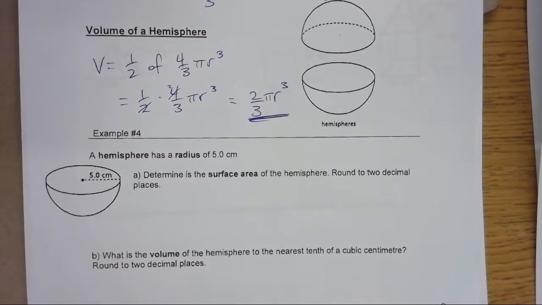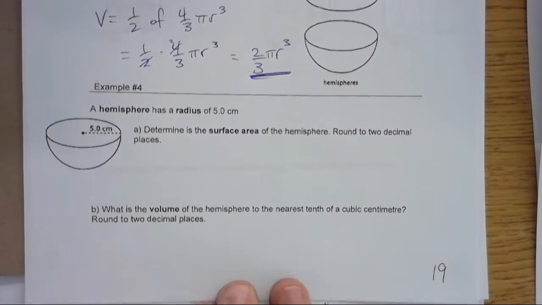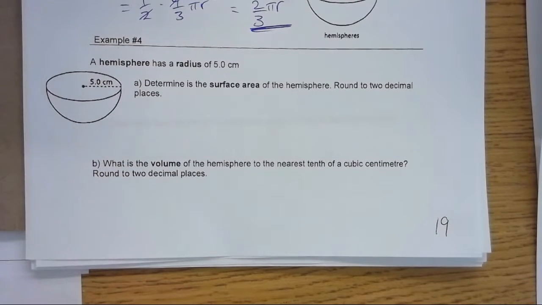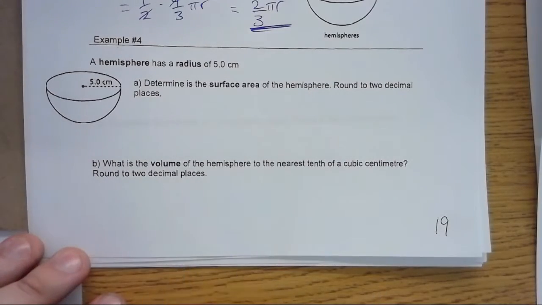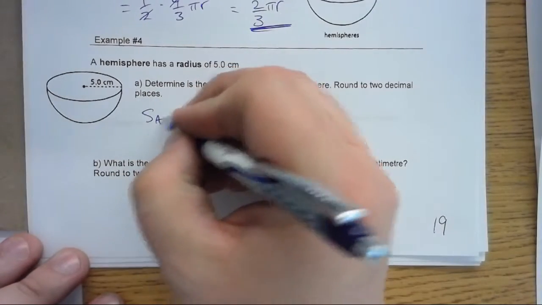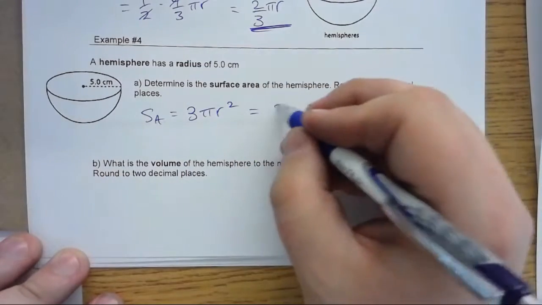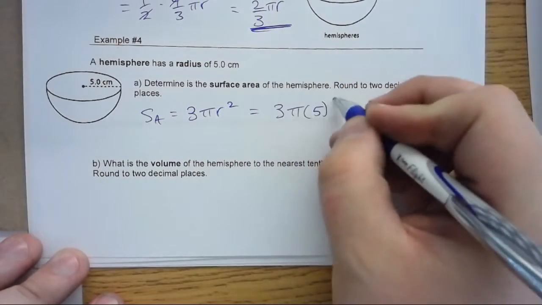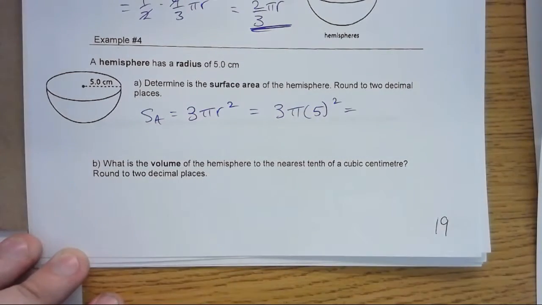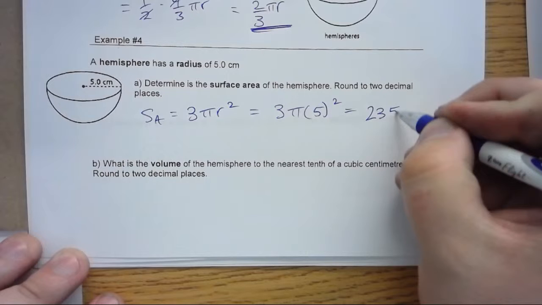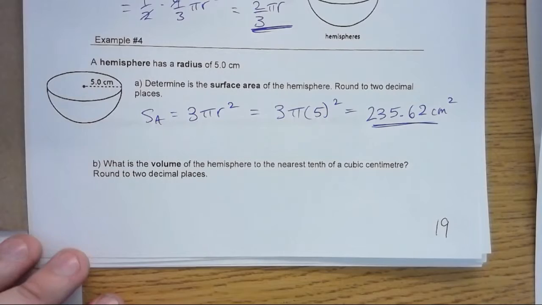And, okay, let's do a question with both surface area and volume for a hemisphere. So determine the surface area of this hemisphere. Round it to 2 decimal places. Okay, so the surface area first. So go back to the previous page, and my surface area is 3 pi r squared. So that's 3 times pi times 5 squared. I punched buttons on that earlier, and I got 235.62. Make sure you use the units right.